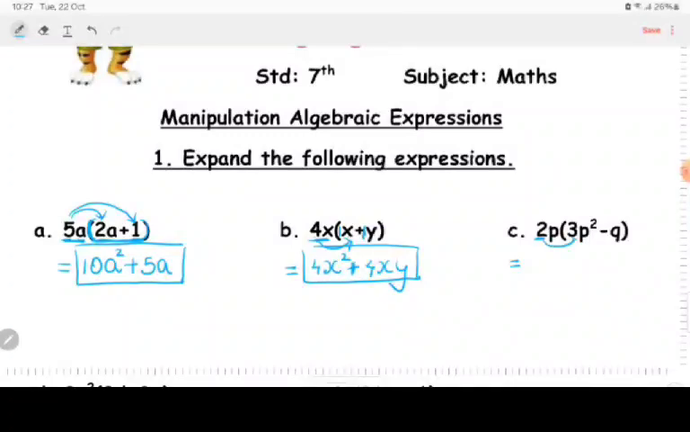Two into 3 makes it 6. P into p square. Here we have to apply the rule of indices. This p stands for p1, p raised to 1. So 1 plus 2 makes it 3. So 6p cube minus 2 into 1 makes it 2p cube.